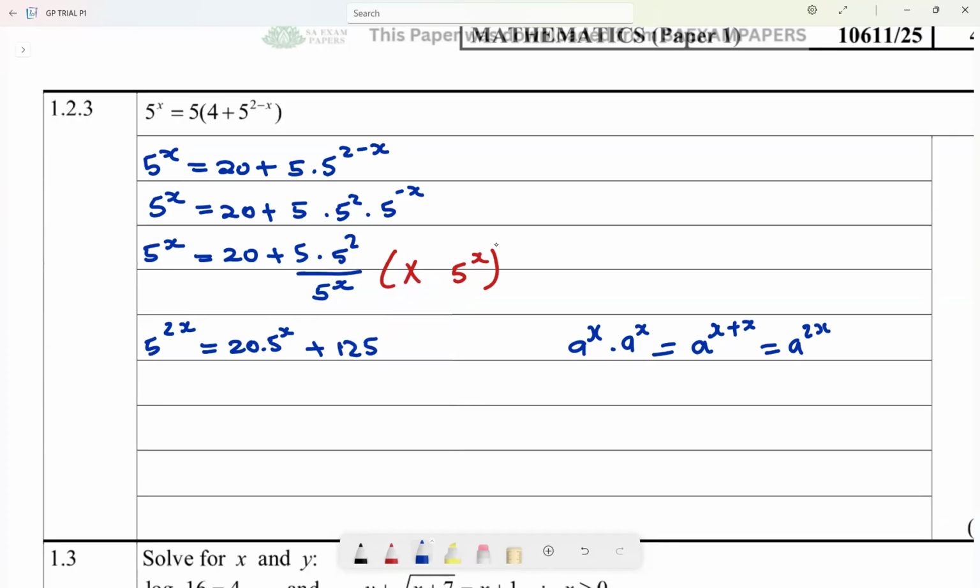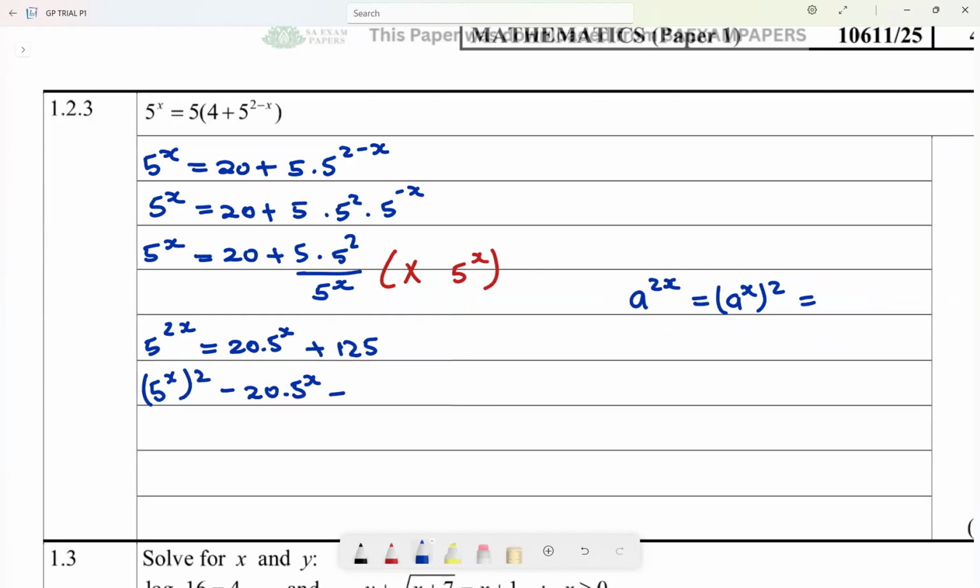Then I see something in the format of a quadratic, something squared. Let me put it like this. Another property we need to know is that a to the power of 2x can be expressed the same as a to the power of x all squared, or a squared to the power of x. But the format that I wanted is this one, so I'm going to say this is 5 to the power of x all squared. Then take this to the other side, 20 multiplied by 5 to the power of x, then minus 125, is equal to 0.